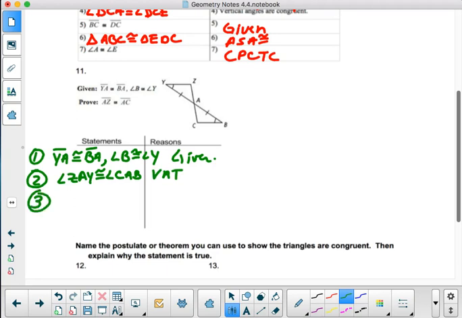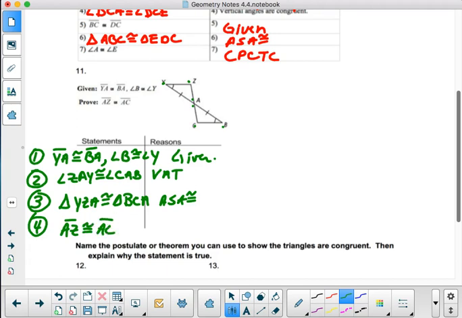In step 3, I can prove my two triangles congruent now because of angle, side, angle. So now I'm looking at my triangle YZA being congruent to triangle BCA. Remember, order matters, because of angle, side, angle. And I'm going to prove these two pieces are the same, or congruent. They are parts of two triangles that I just proved congruent. So now I can say by corresponding parts of congruent triangles, they're congruent.